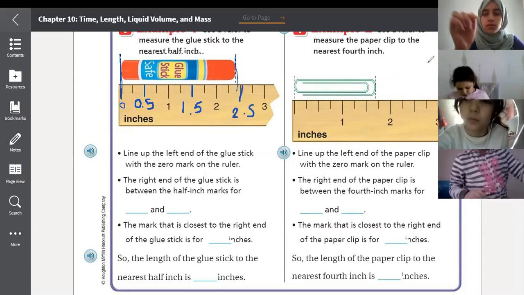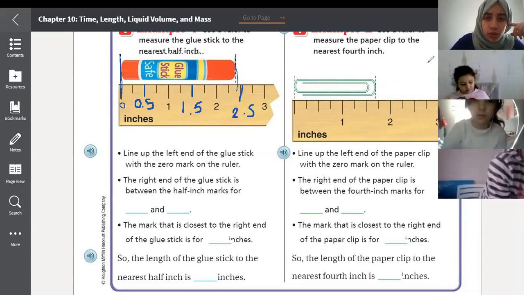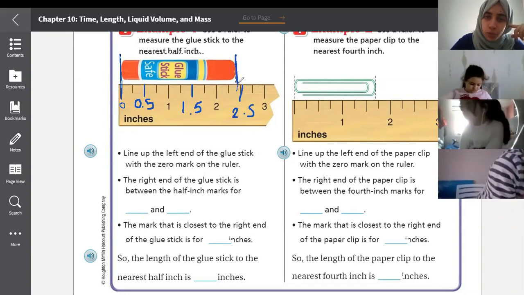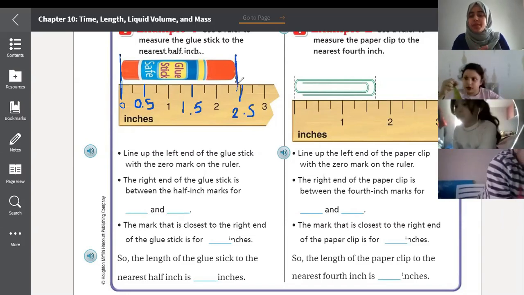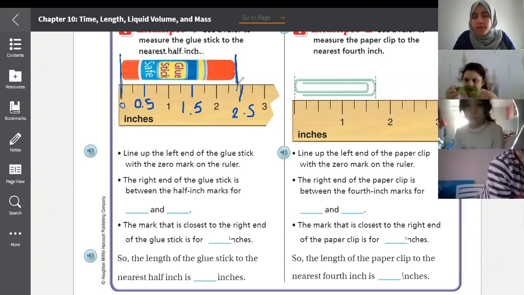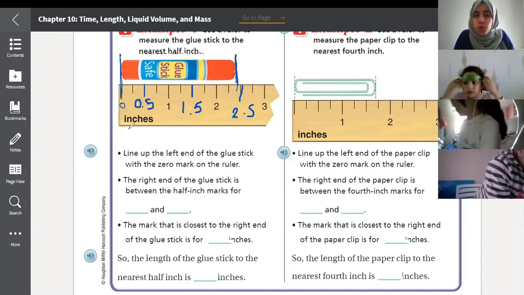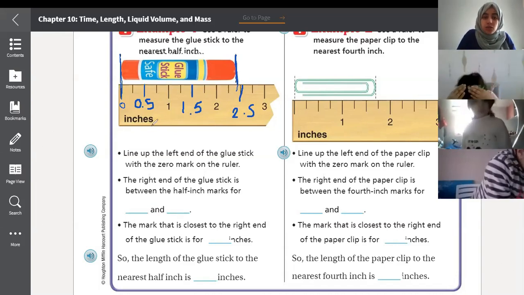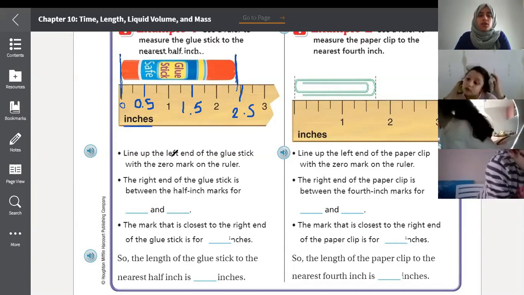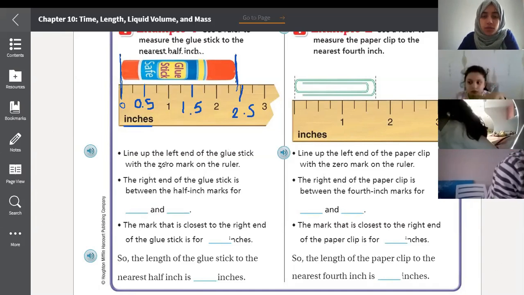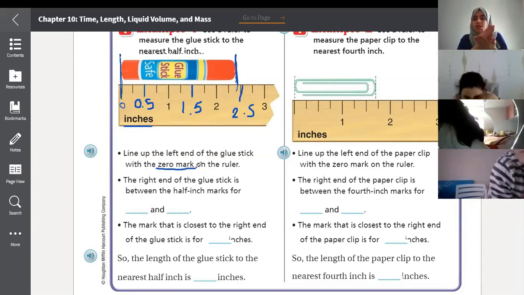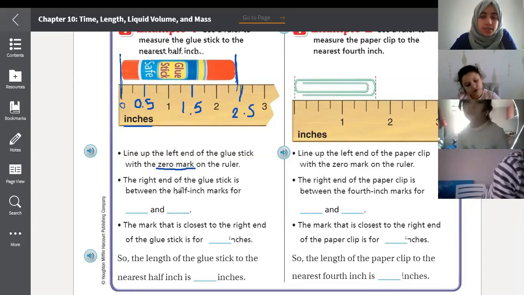Here, notice how the glue stick is very close to 2.5. That's why we're going to estimate that the length of the glue stick is 2.5, and the unit here is inches. So line up the left of the glue stick with the 0 mark. You always need to be sure that the 0 mark is the beginning of the object to know exactly how long it is. And then look at the end of it, using the half-inch marks.